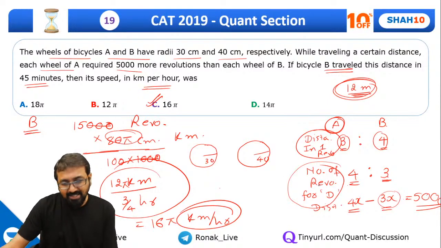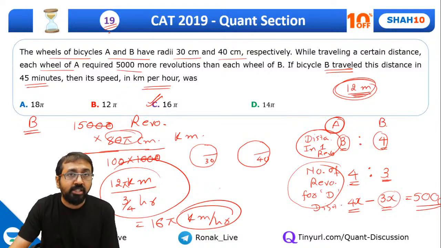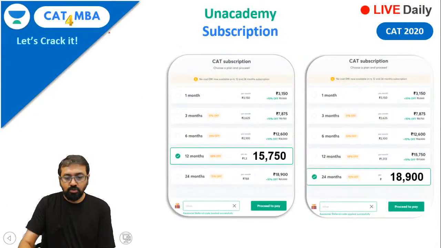Since there were some calculations, I have placed it in the moderate category, but I'm sure you can't call it a tough question. So let's go to the next part, guys.